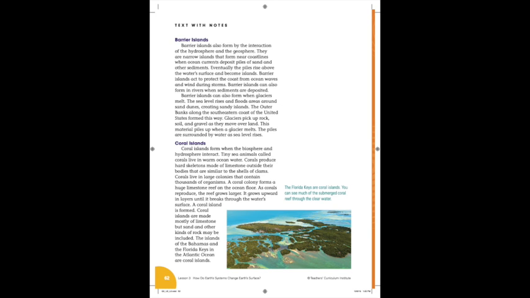A coral colony forms a huge limestone reef on the ocean floor. As corals reproduce, the reef grows larger. It grows upward in layers until it breaks through the water's surface. A coral island is formed. Coral islands are made mostly of limestone, but sand and other kinds of rock may be included. The islands of the Bahamas and the Florida Keys in the Atlantic Ocean are coral islands.